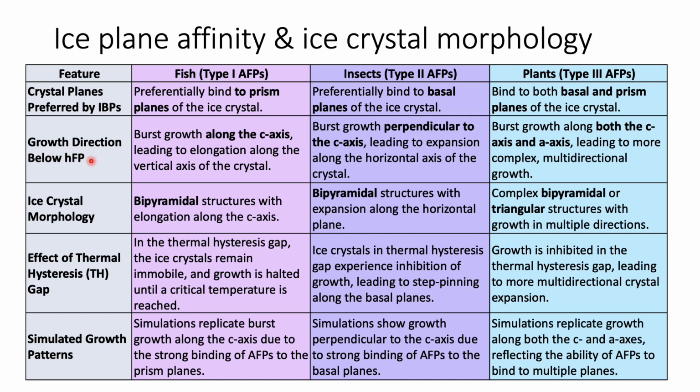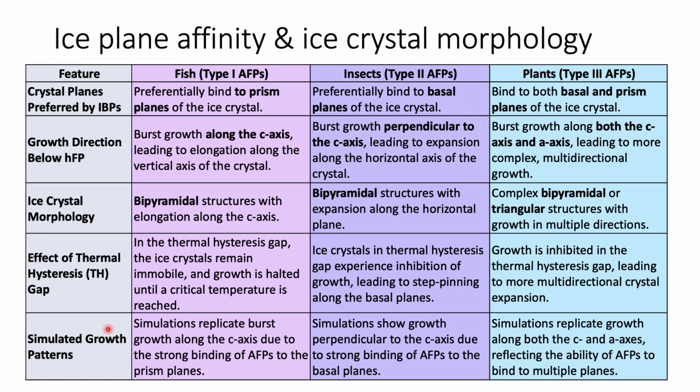And the growth direction below HFB, when we look at it, we see the burst growth along the C-axis leading to the elongation along the vertical axis of the crystal. So this is how they prevent the growth of the ice crystals. And similarly, when we look at the ice crystal morphology, all of them have bipyramidal structures, and type 3 has both bipyramidal and triangular structures.